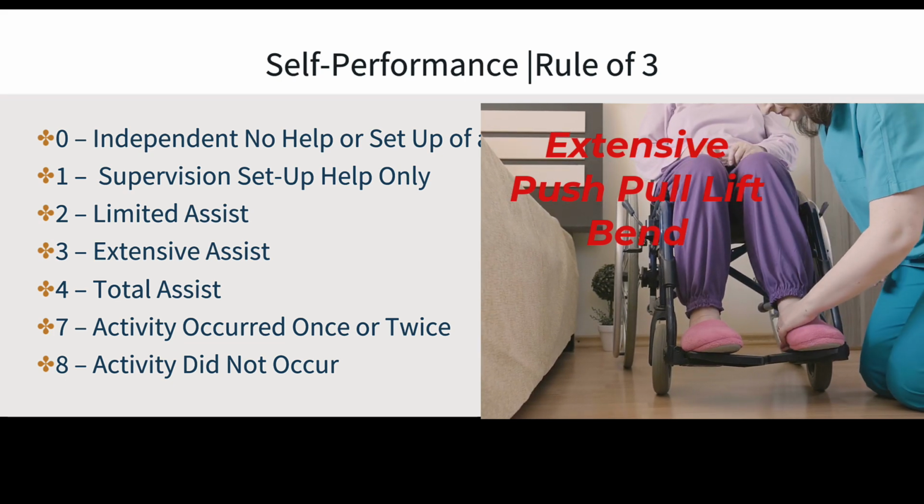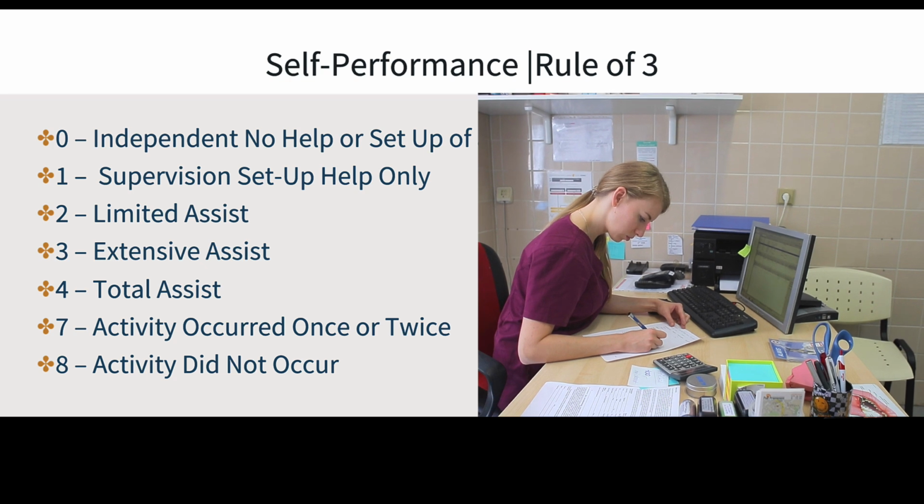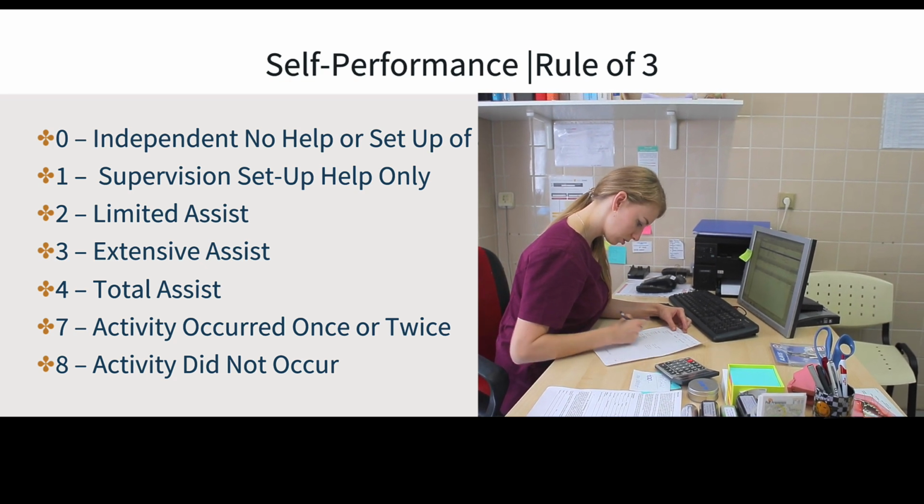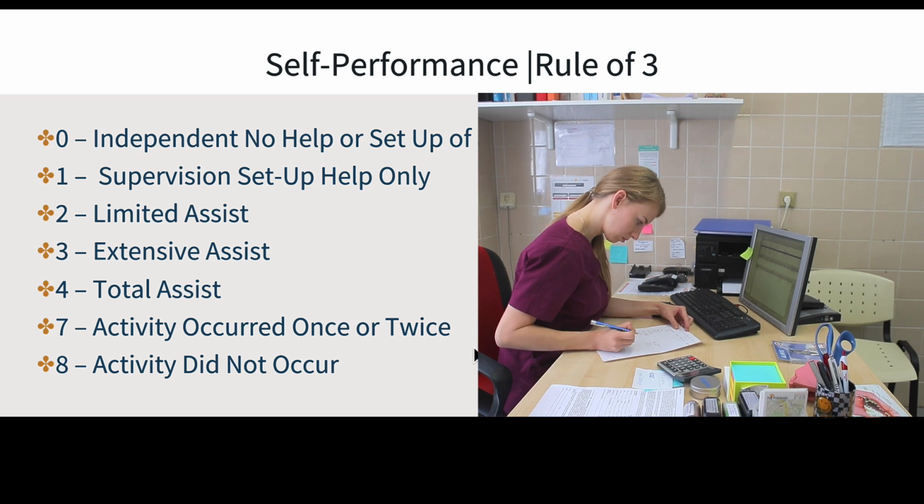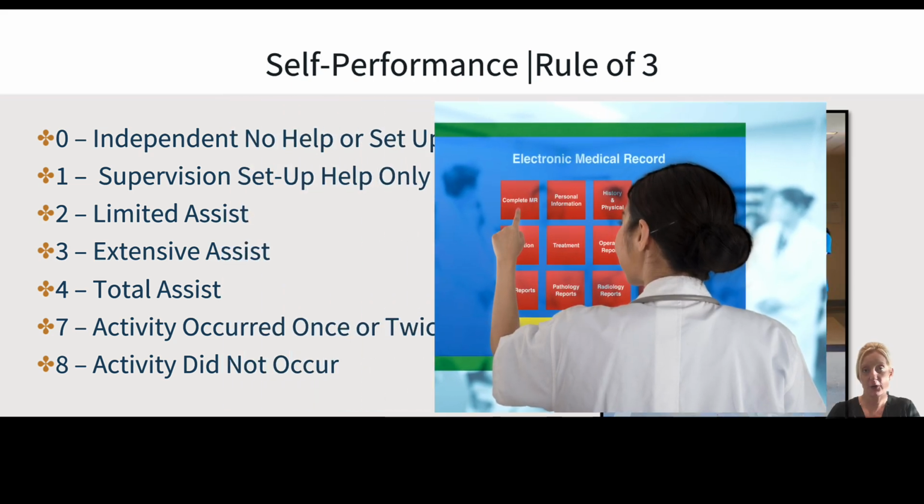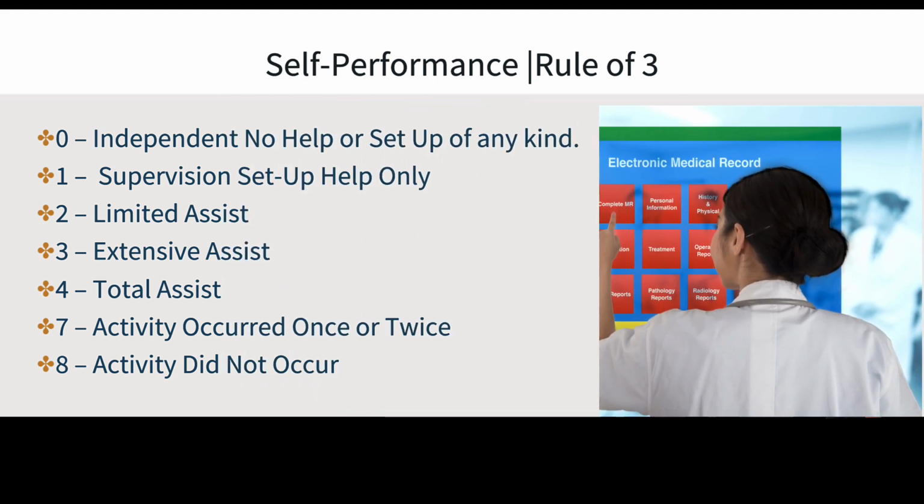And then we also have a 7 for activity occurred once or twice. And we have activity did not occur. So the activity occurred once or twice is not something a CNA should be coding on an EMR. This is really something that your MDS coordinator codes when she's looking at that 7-day look back period and sees that the ADL activity only occurred once or twice.